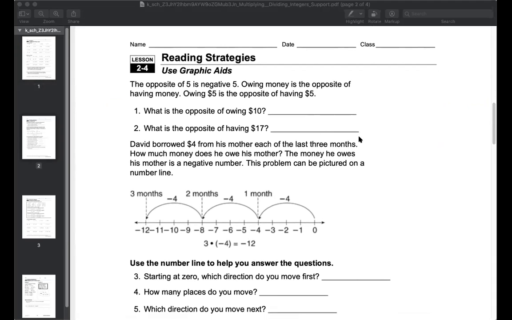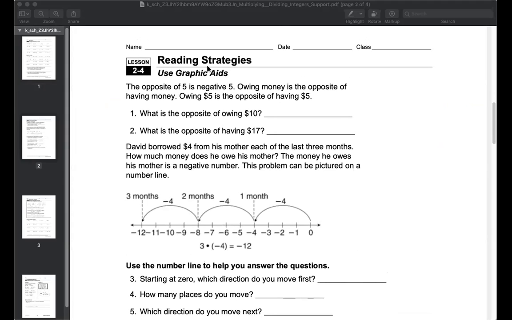All right. So with these reading strategies here, I just wanted you guys to be able to understand the importance of words and how they work when you're expressing negative versus positive values. So here, a lot of you were telling me what it means to owe, right? And you're like, oh, owing means that it's negative, and having means it's positive. But we're looking for the opposite, right? So what is the opposite of owing $10? The opposite of owing $10 is having $10, right? So I wanted the whole phrase, right? Having $10, I wanted it written out.